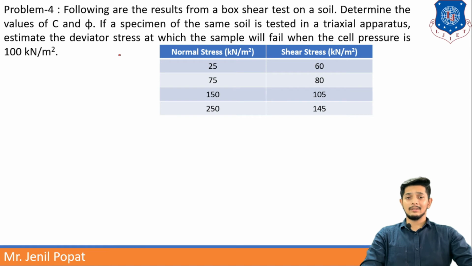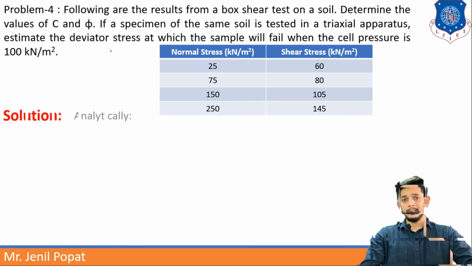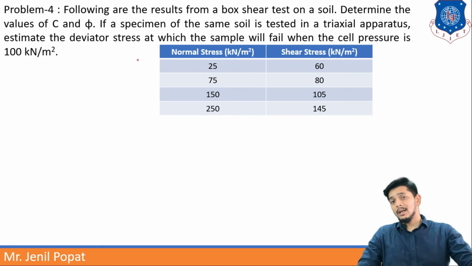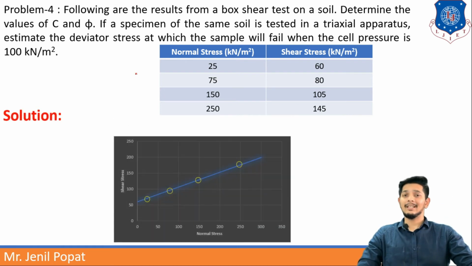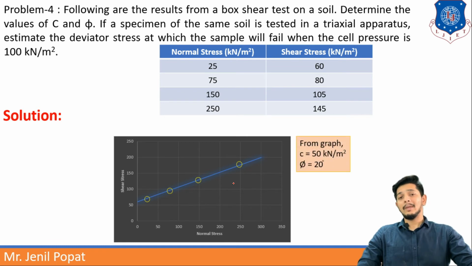So here is the given data. Normal stress when it is 25, shear stress will be 60, same way 250, it will be 155. So these are values obtained from experimental data. From this data we can do one thing very easily, that is we can plot a graph of normal stress versus shear stress. It is happening like this, and one line is coming from which, from the graph, I can get the value of C as 50 kilonewton per meter square and phi is equal to 20 degrees.